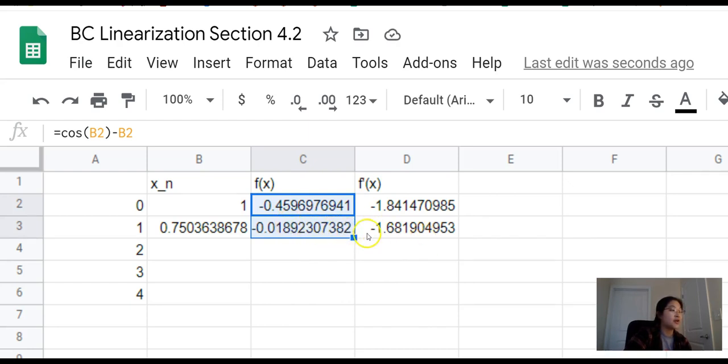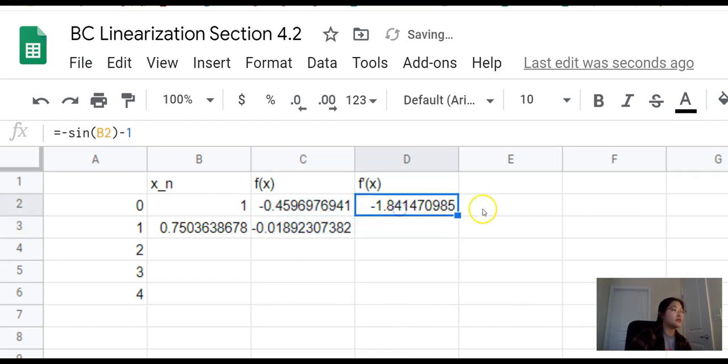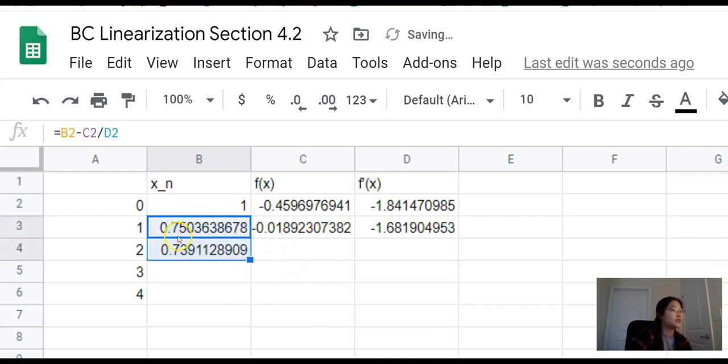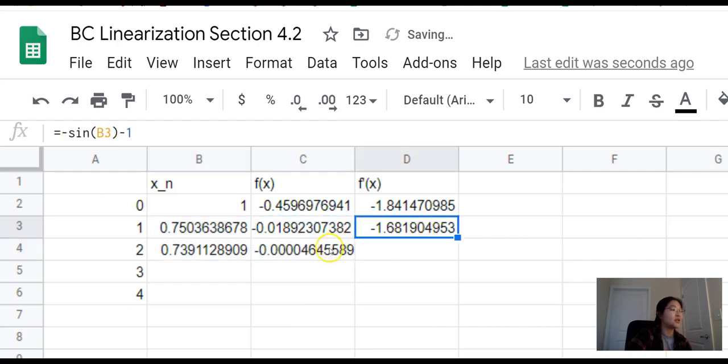I got a new f value, and then I took the derivative and I dragged that formula down, and then I got negative sine of my x1, and then in order to get my x2, I'm going to copy that down, and look, these are less different, so that's good. And I'm going to copy down this formula to see, oh, and now my function evaluated there is very close to 0. It's approaching 0 from below, and my slope is pretty close, and that makes sense because I'm evaluating at a very close point.